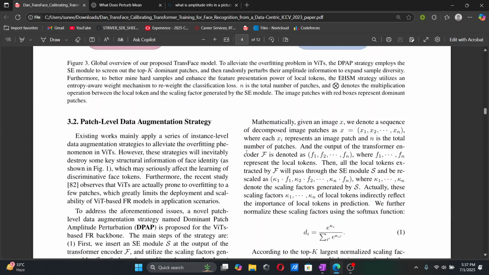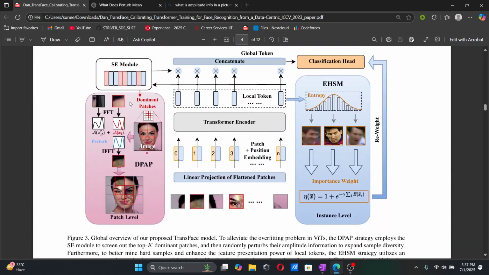Okay, let's see. We have initially got an image, right?